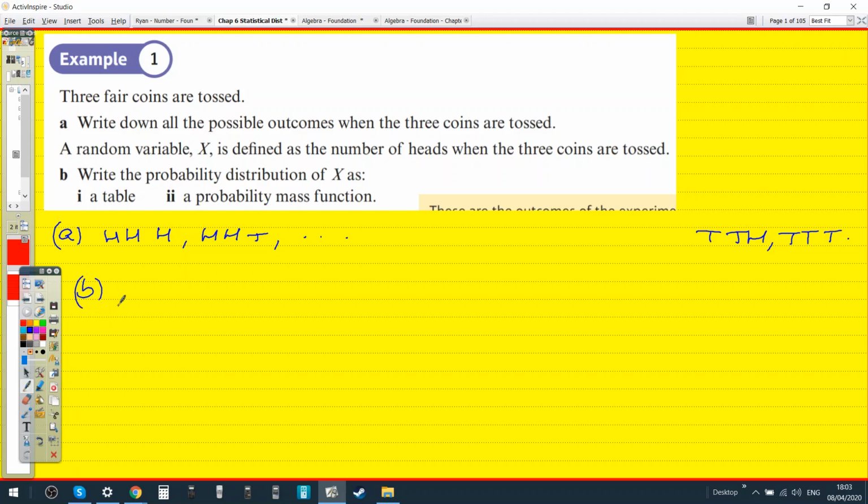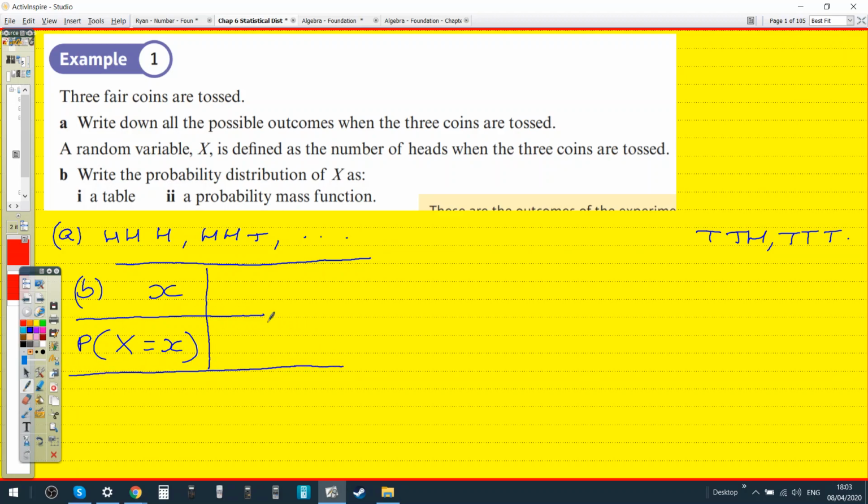Question B. A random variable is defined as the number of heads with 3 coin tosses. So let's say X is the number of times it lands on heads, and then the probability that this particular one lands on that. I'll elaborate on that in a minute. What are the possibilities for this one? What's a possible number of times it can land on heads?